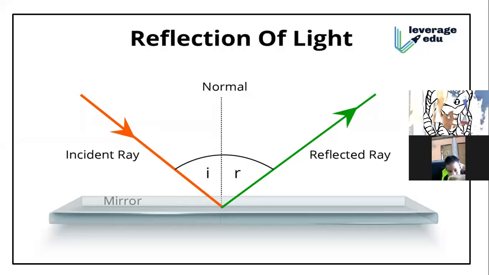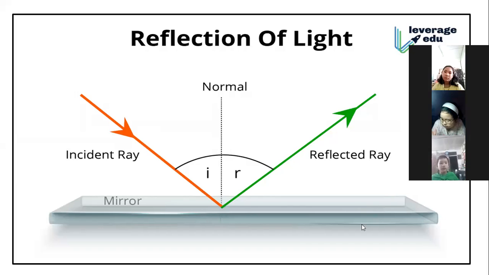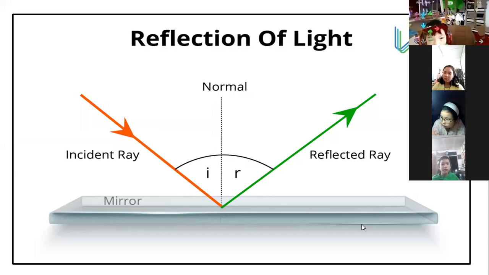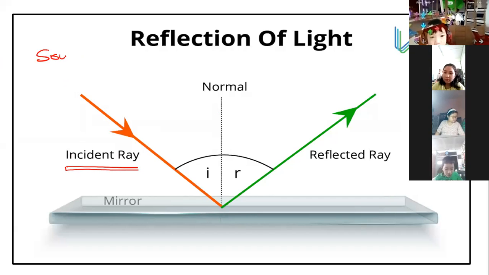We studied this one last Monday, reflection of light. So we have the incident ray, we have the normal and the reflected ray. This incident ray comes from, where is the incident ray coming from? From the source of light. Very good. From the source of light.